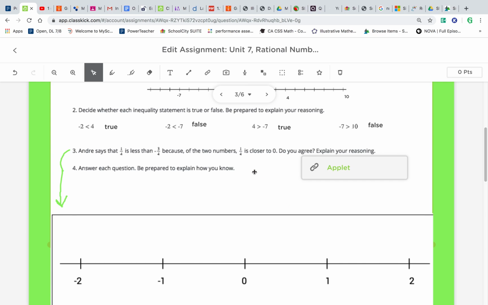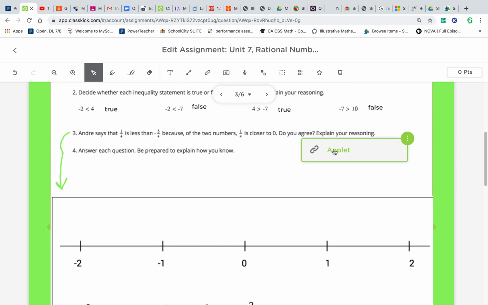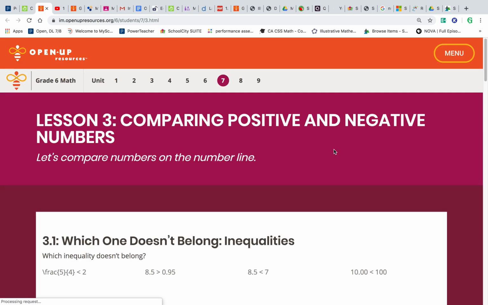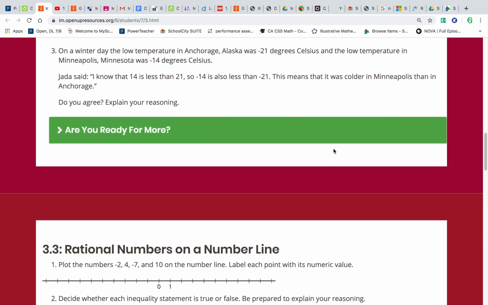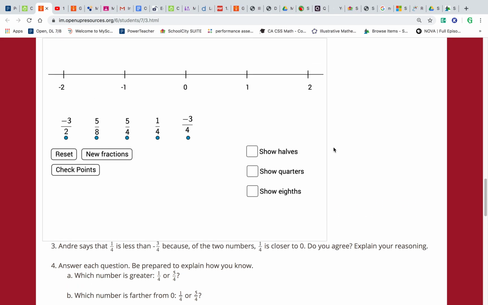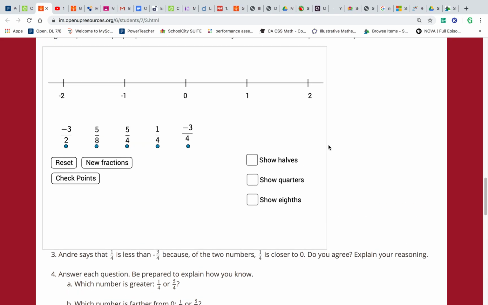Let's go ahead and plot those points on the applet. So I'm going to click on the applet. You just scroll down a little bit to get to the activity. It's 3.3. Okay, here we go. So here are the points that we need to plot on the number line. Now you can see most of them are out of 4, right? But we also have one value that's -3/2, and we have one that's 5/8.